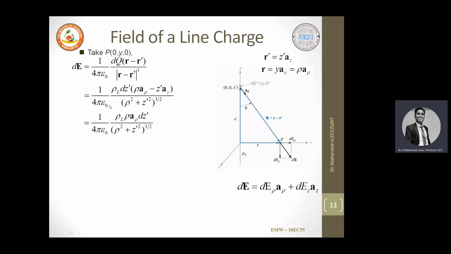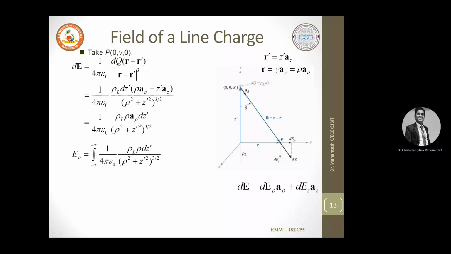Once I solve this and rearrange the components, I get 1 over 4 pi epsilon naught, rho L rho a rho dz dash over (rho square plus z square) to the power 3 by 2. Now, since the line conductor varies from minus infinity to infinity, the total electric field in the rho direction is computed as the integral from minus infinity to plus infinity of dE. So dE is substituted inside the integral as rho L dz dash times rho divided by 4 pi epsilon naught times (rho square plus z square) to the power 3 by 2.